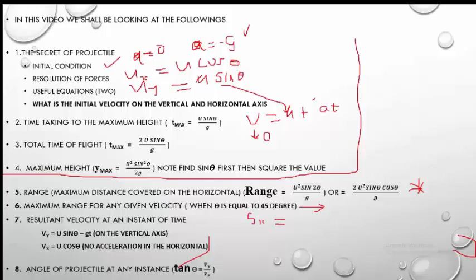xx is equal to u square sine 2 theta over g. When sine 2 theta is equal to 1, then u square over g will be maximum, because the value of sine 2 theta will otherwise be reducing the value of u square. But when sine 2 theta is equal to 1, then we can have this xx to be maximum.